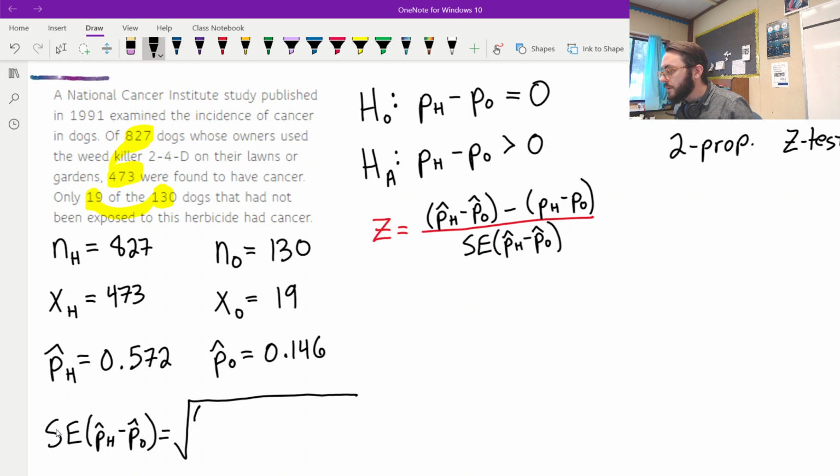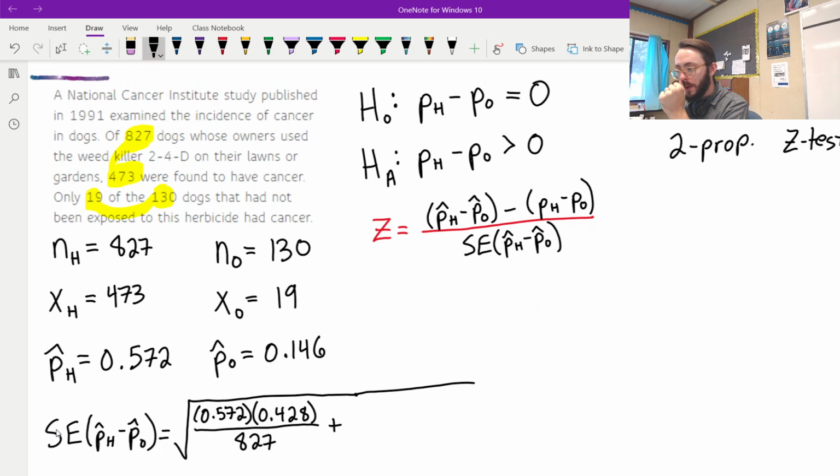So let's see, 0.572 times 0.428, okay, P hat sub h times Q hat sub h, which is 1 minus 0.572, divided by 827, and that's plus, because inside of these is the variance, so we can add the variances together, take the square root, that gives us the standard deviation of their difference.